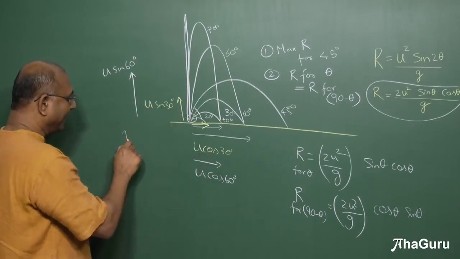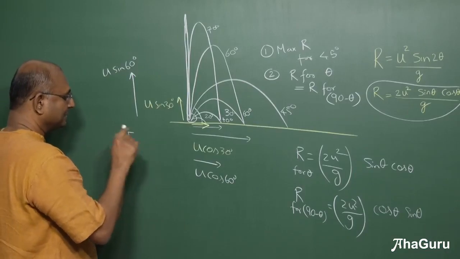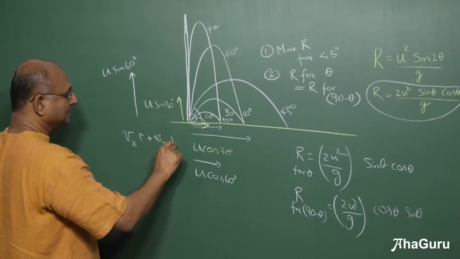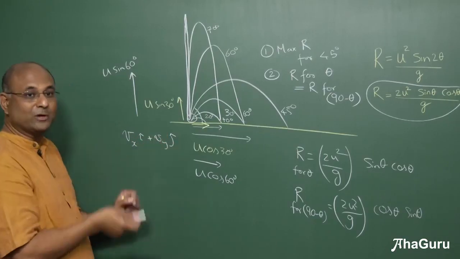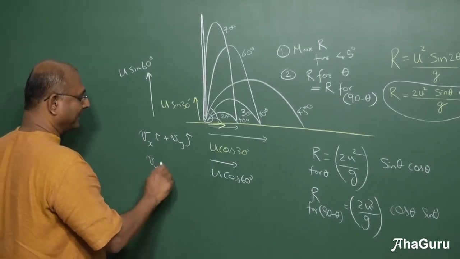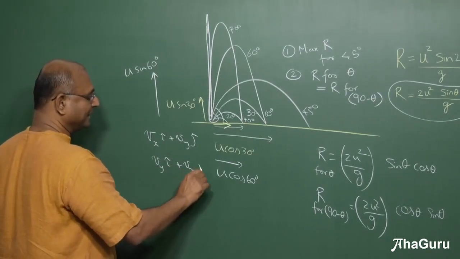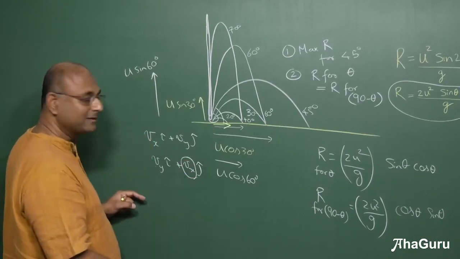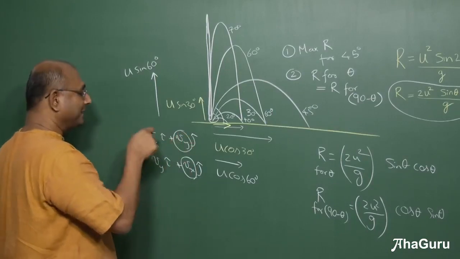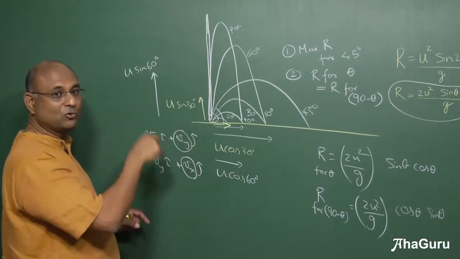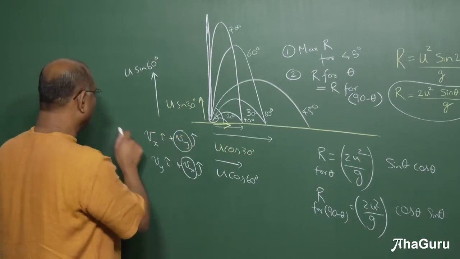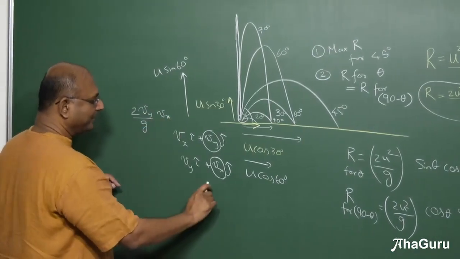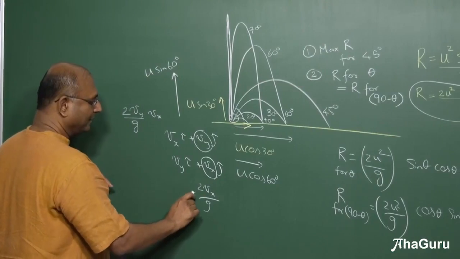So initially we had Vx i cap plus Vy j cap. Now all you have done is to reverse it. So you're just simply saying Vy i cap plus Vx j cap. So when you do this, the time is now going to depend on Vx. Here the time depends on Vy. But then the range is going to be Vx into Vy, 2Vy by g. Because 2Vy by g will be the time into Vx. Here it is going to be 2Vx by g into Vy.